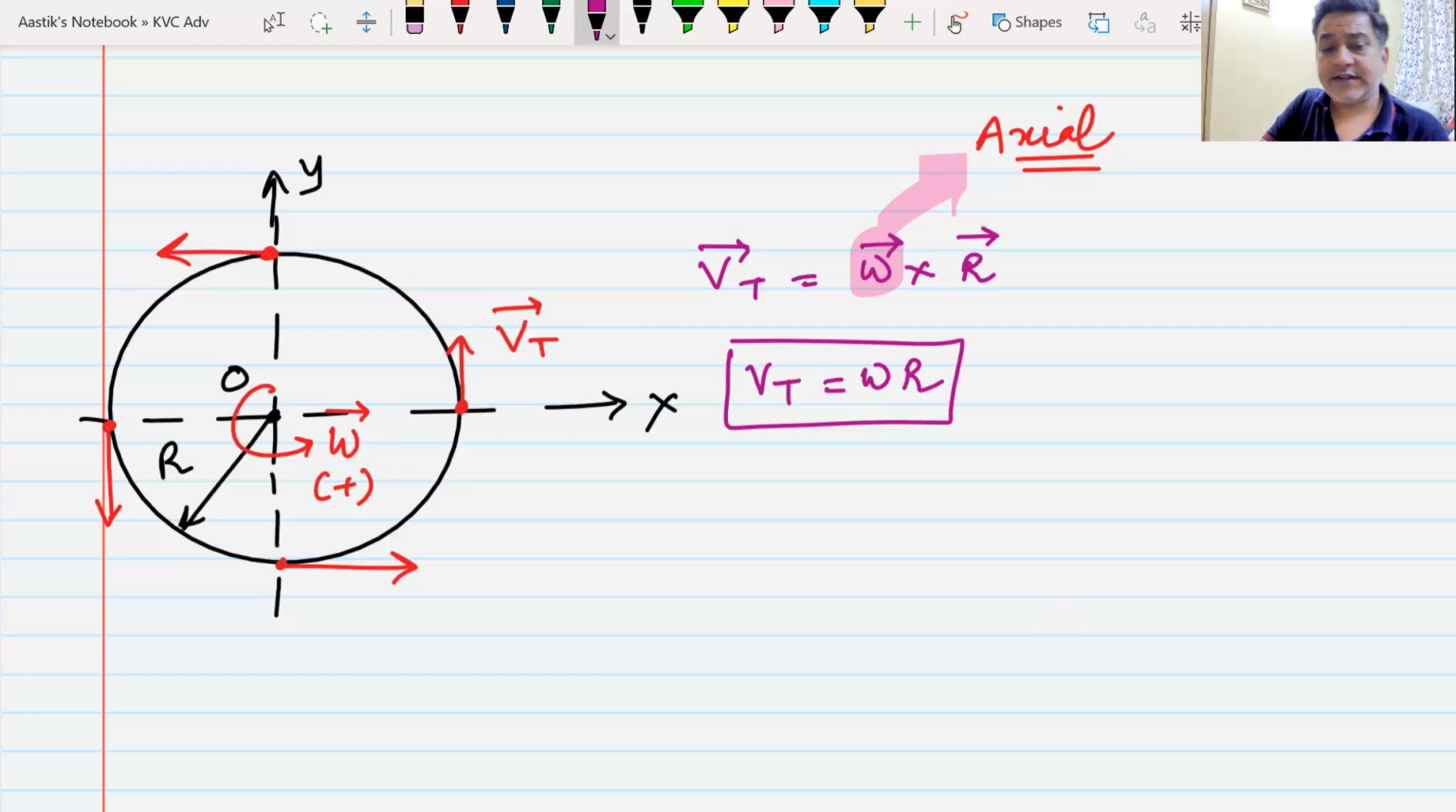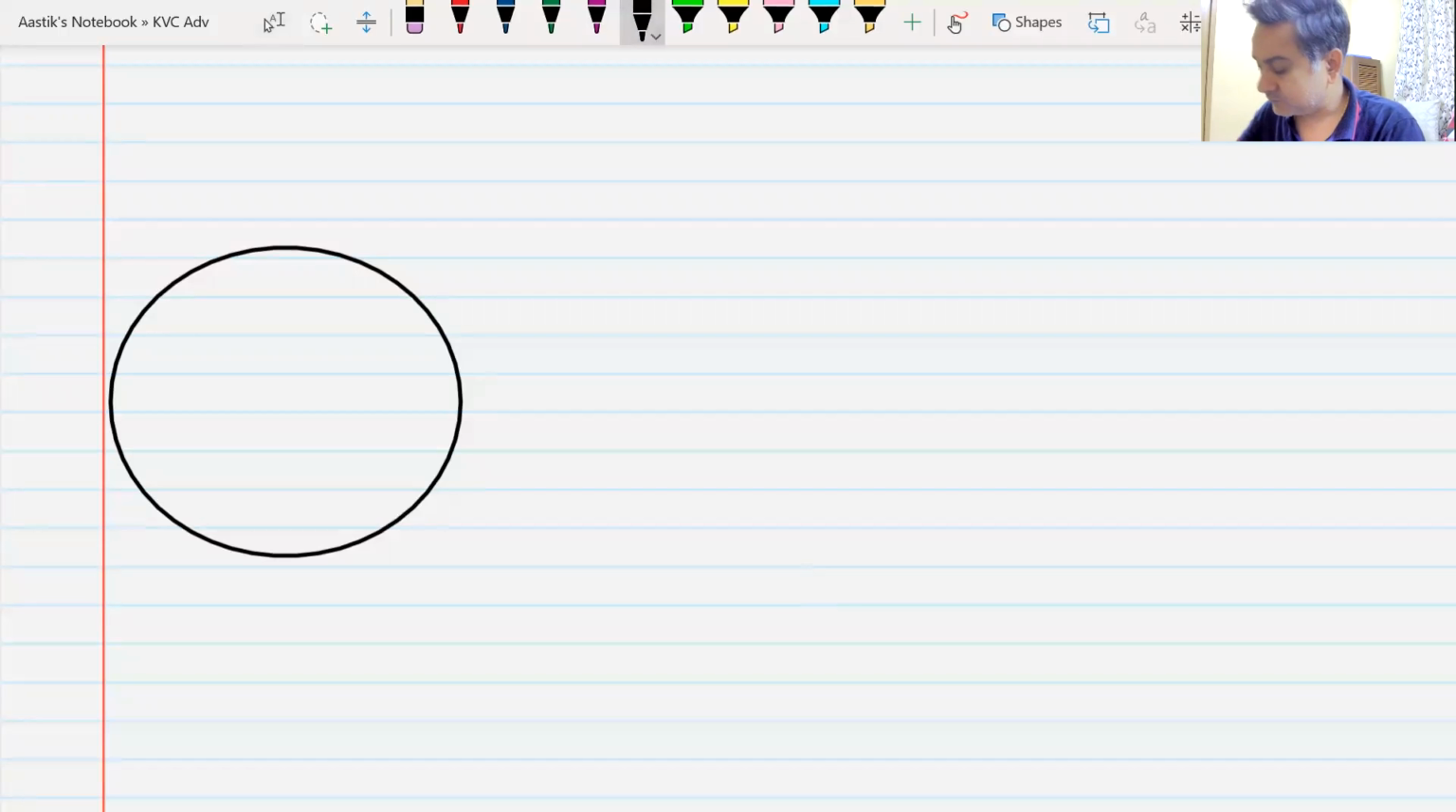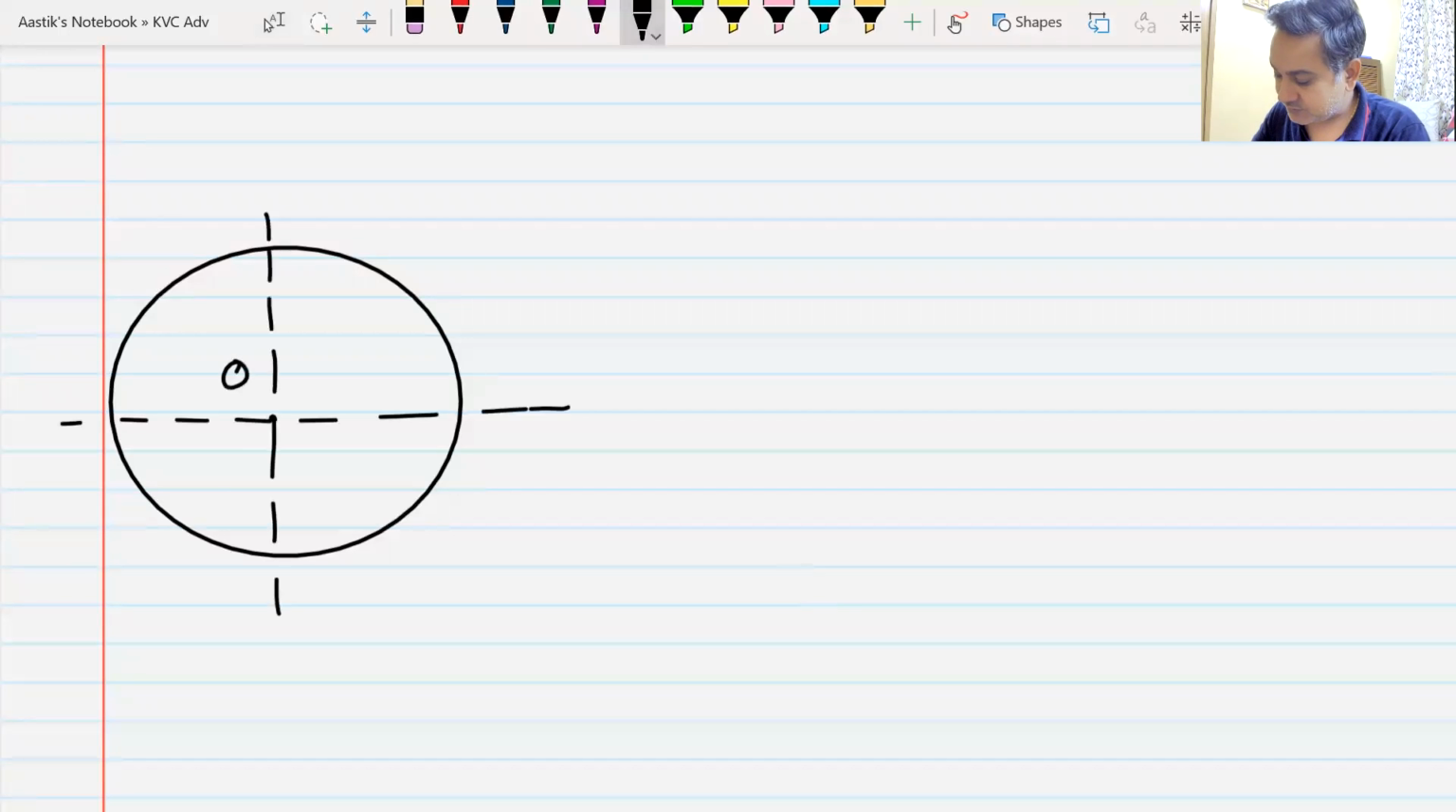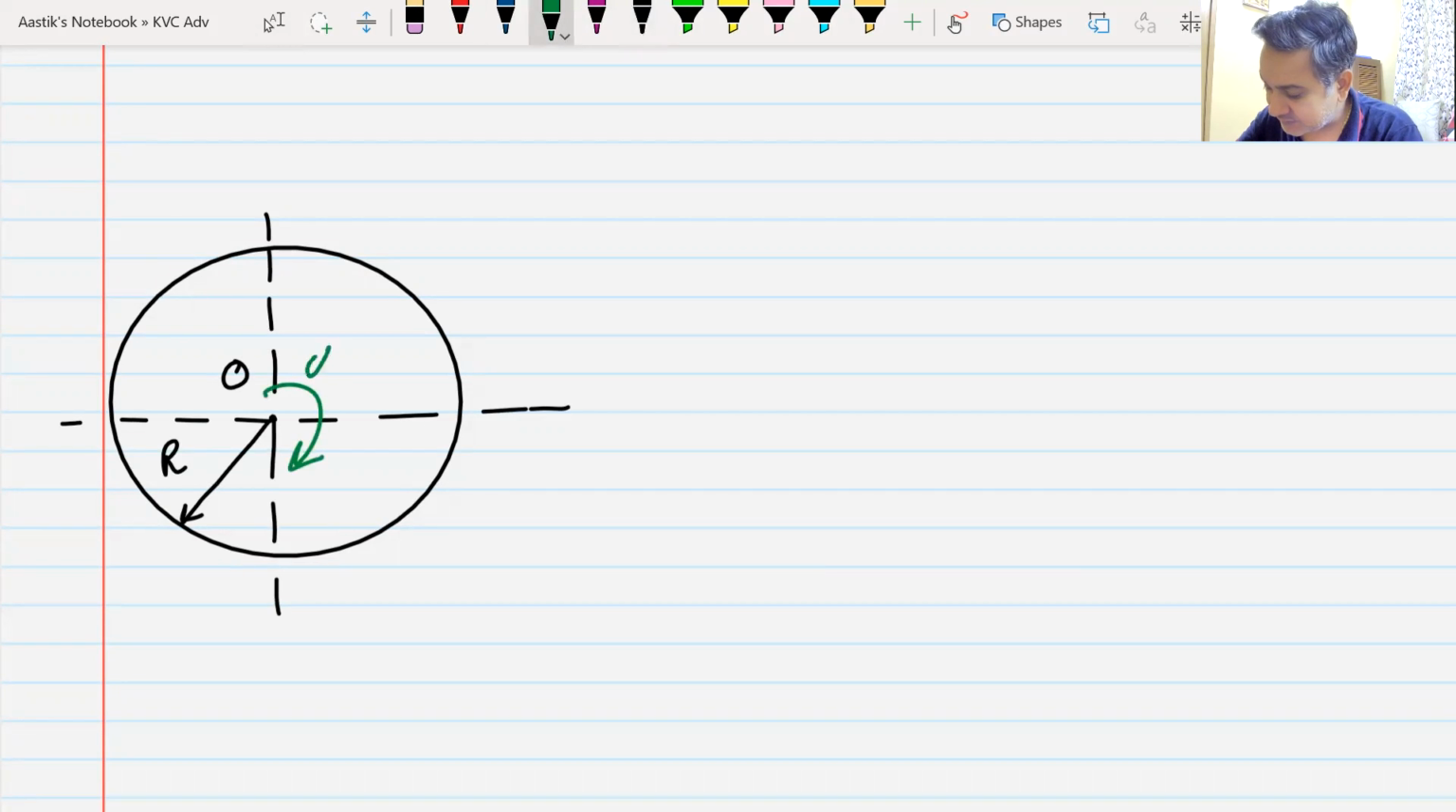Then comes the next character. Again, we have this. Again, we have origin. Again, we have r. What comes now? Again, it has an angular acceleration. And let me take, just for the sake of taking it, alpha like this.